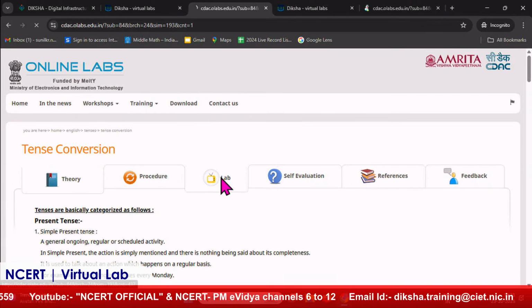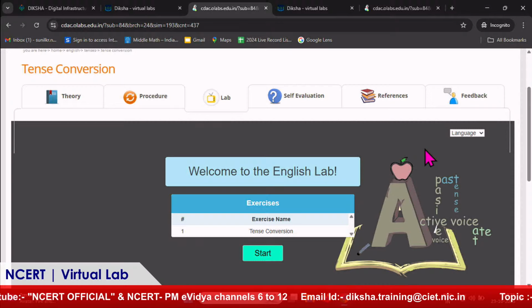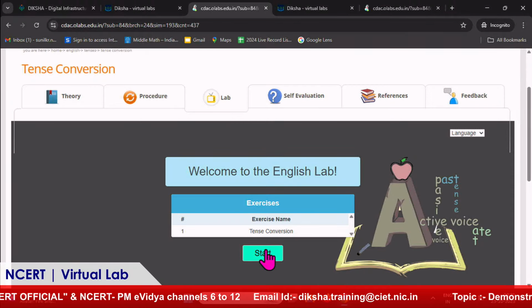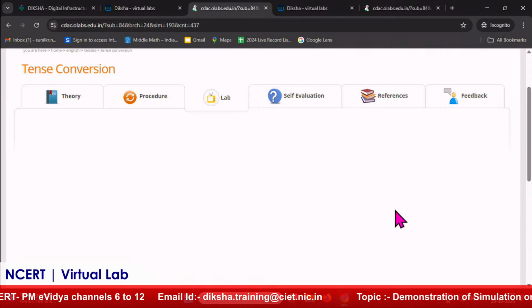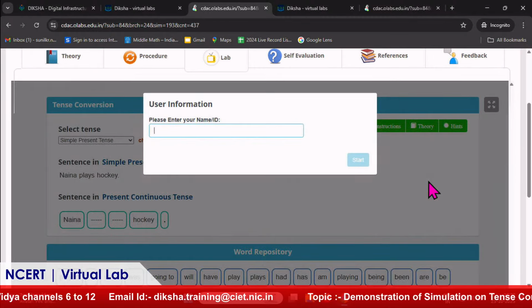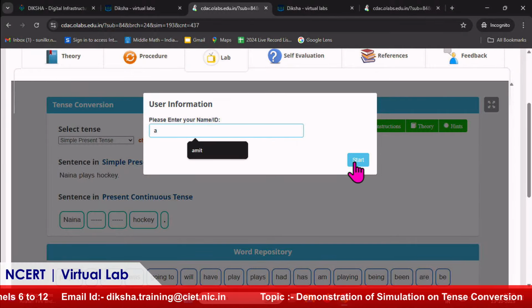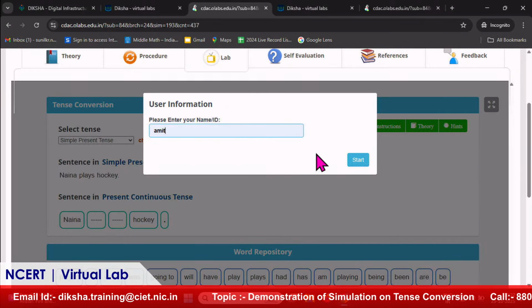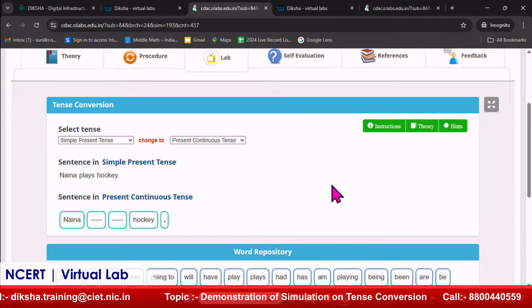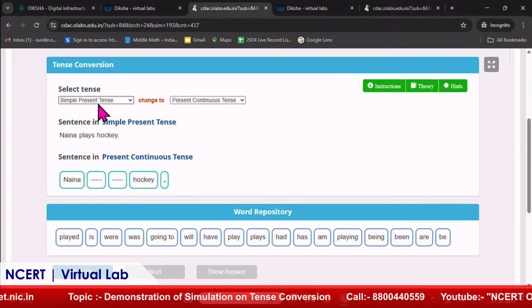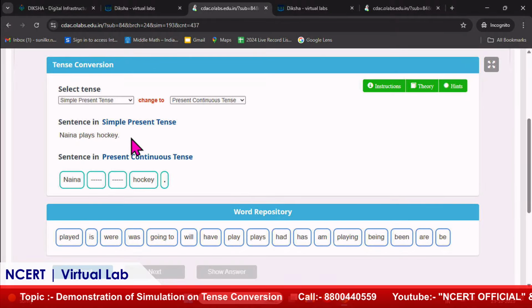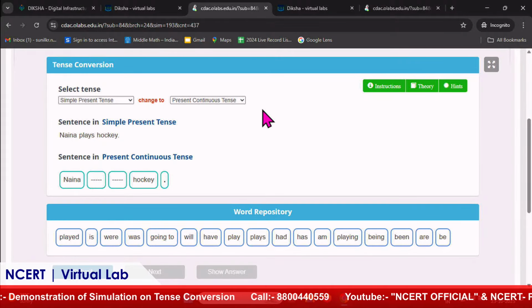Now let us do some exercises and see how we are doing. So this is the lab tab, the third tab, and you click on start over here. Fill in your name. Okay. So here we have the conversion. On the left is the tense in which the sentence is given and what we have to change it to. Let's try to change it to all the forms, and then we'll do whatever time we have.